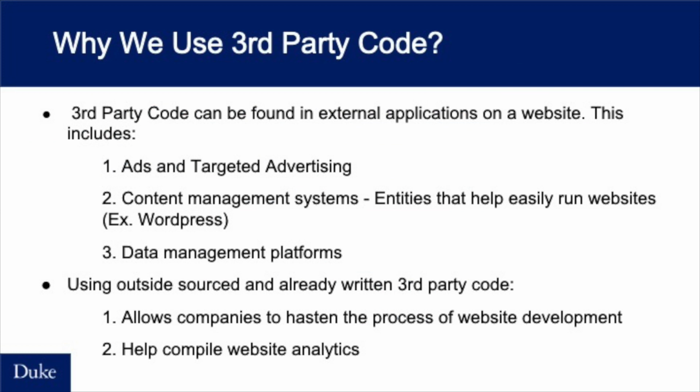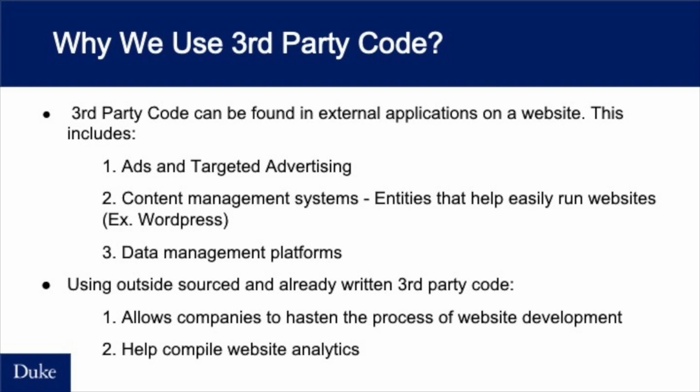Now that we've seen what third-party code is, why do we actually use it? What is the purpose of it? Why do we need it? First, third-party code is regularly found embedded into websites and website designers. It can be found in external applications, and this includes things such as ads for targeted advertising. It can include convenient managing systems, entities that help easily run websites and create websites such as WordPress or Weebly, and even data managing platforms. It is also regularly used to help companies quickly develop websites.